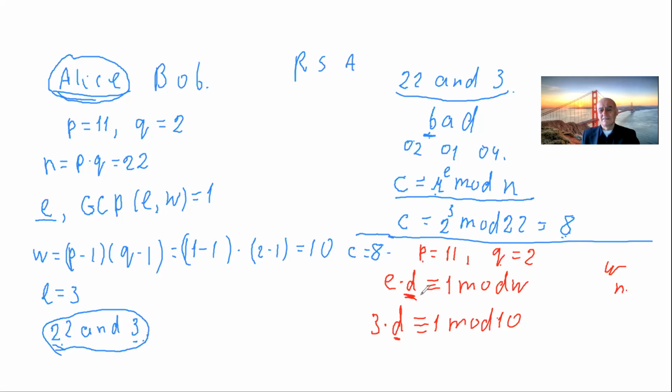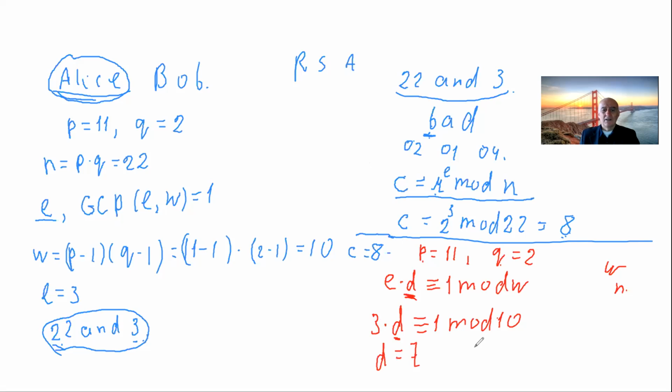Any idea what D is? Of course, we can do it by the Euclidean algorithm, but here we have small numbers, and maybe you have an idea. By the way, D is not unique, but for our educational purposes we should try to take a small number. Any idea what D can be? 7. Oh, very good. Why 7? Because D is 7.